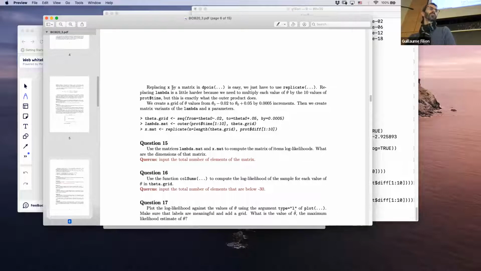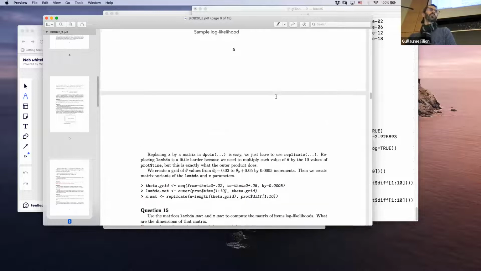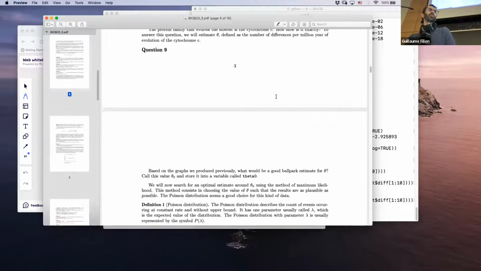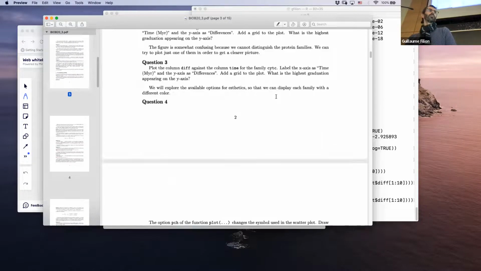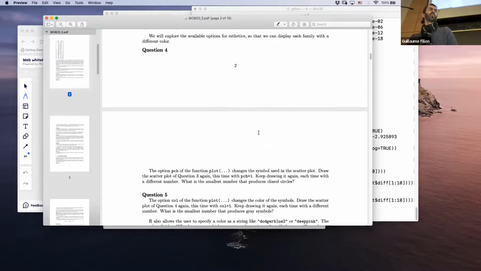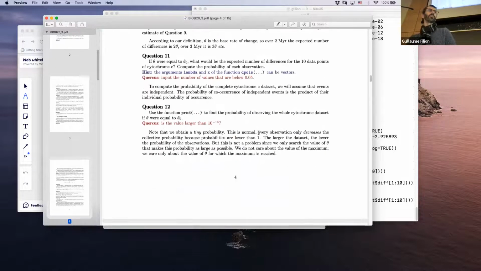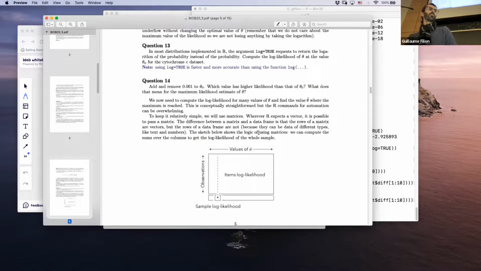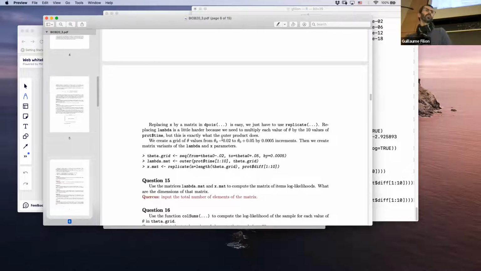So replacing X by a matrix in Poisson is easy. We just have to use replicate. Okay, so we just X, remember that's the observations here. So if we replicate them, then they're going to be always the same. It's going to give me a nice matrix of always the same observations. That's fine, that's easy. The problem is not this one, it's the other ones.